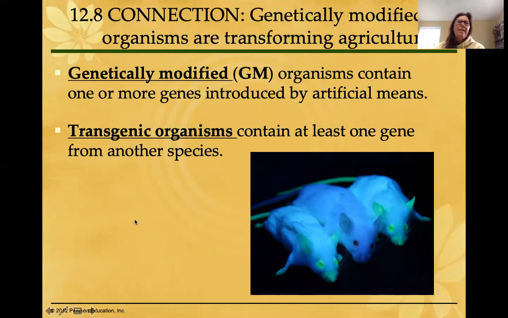So we get to these things called GMOs, genetically modified organisms. GMOs are organisms that contain one or more genes artificially inserted. Now, another word you may hear is transgenic organisms. And these are organisms that contain at least one gene from another species. So in this case, we have these mice and we inserted some kind of luciferase or other glowing type of protein from a different type of organism into the mice.